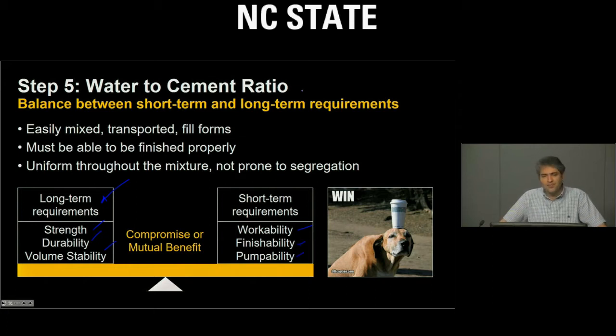Now, a concrete that has a low water cement ratio will have a higher strength, but it will be less workable. It will be more difficult to pump. And a concrete that has a high water cement ratio will be easier to place and more workable, but it will have less strength and durability. So it is a balancing act, and if we can balance this, like our friend over here, we win.